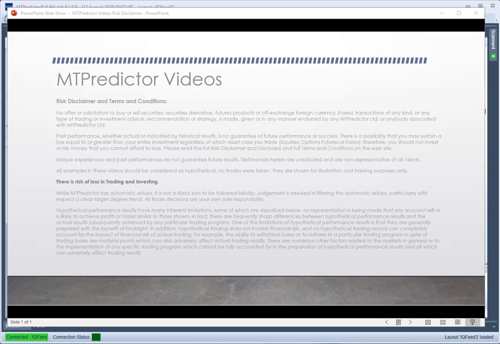In today's MTPredictor video, I'd like to take a look at some longer term trading on the YM, on the US e-minis. In this example, we'll be using 15-minute charts with the hourly for the trend.